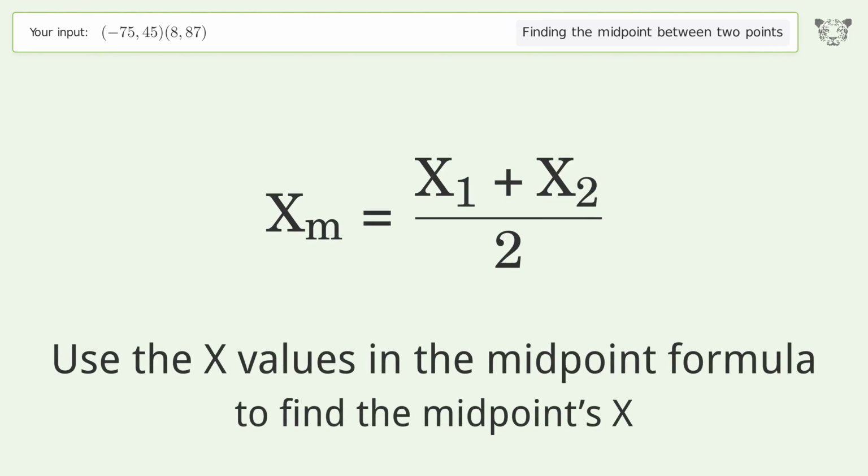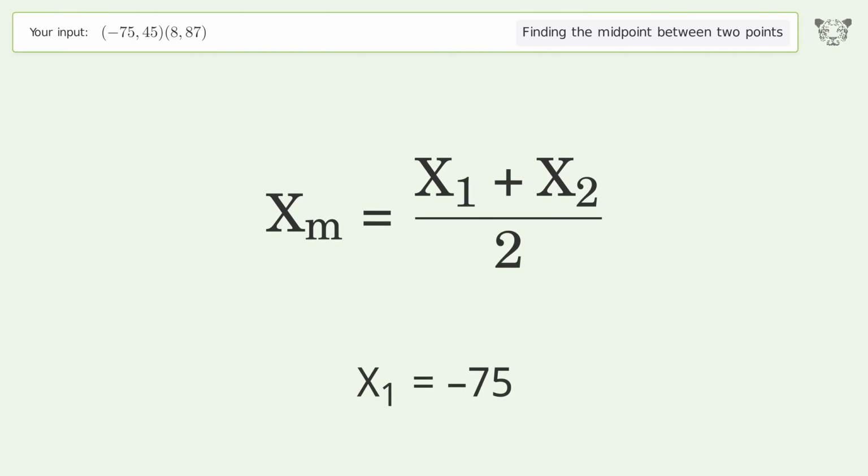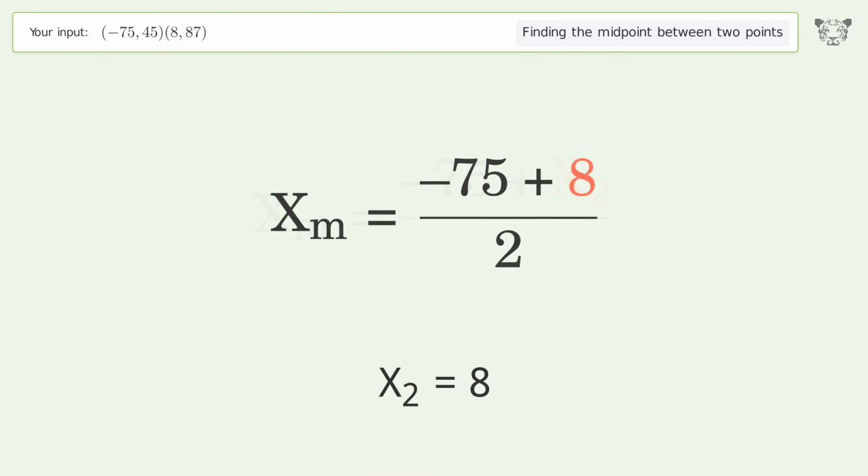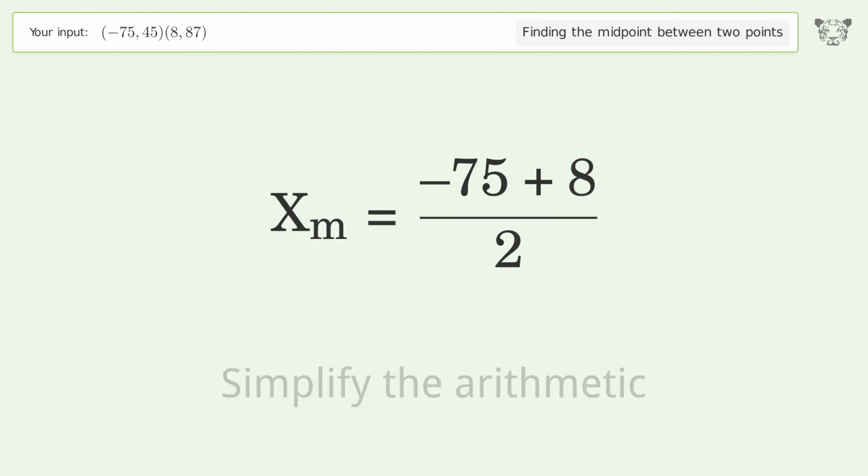Use the x values in the midpoint formula to find the midpoints x. x1 equals negative 75. x2 equals 8. Simplify the arithmetic.